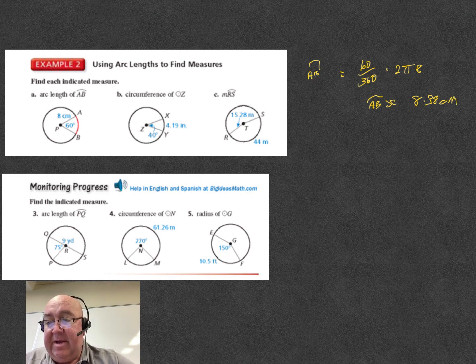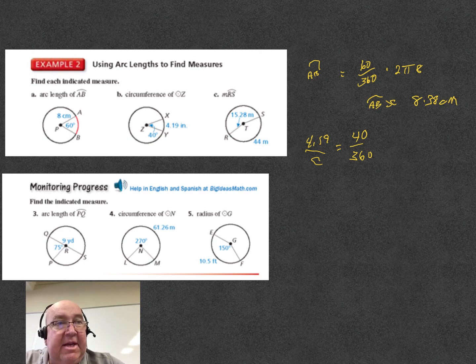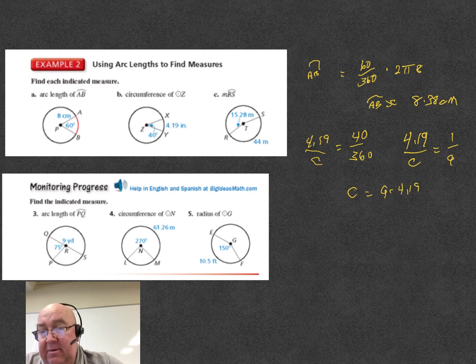Here we want to find, so we're going to go 4.19. We have the measure of the arc length over the circumference is going to be equal to 40 over 360. And what we're going to end up doing is making that 4.19 over C is equal to 1 over 9. I can multiply my C out, and C is equal to 9 times 4.19, which is about 37.11.